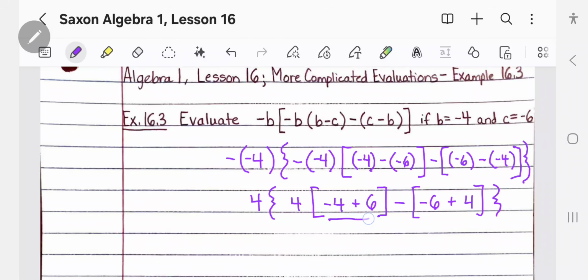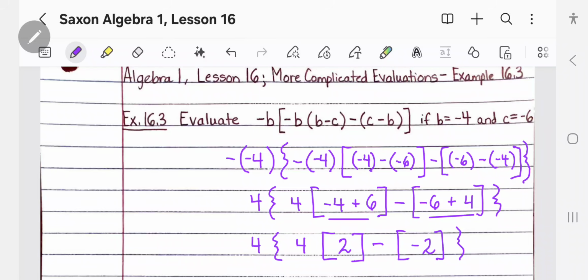Now we're going to go in and do what's inside of these grouping symbols. So I've got 4, 4. I can do that. -4 plus 6 would be a +2. It's still inside of those brackets. So I leave that because, see here, I leave it because there's an indicated multiplication there. Here I'm going to have -6 plus 4, which would be a -2.